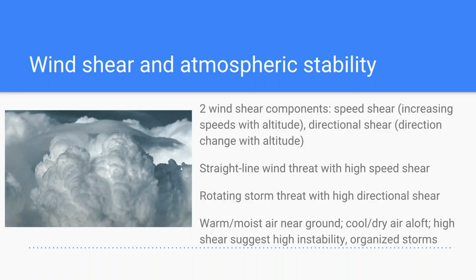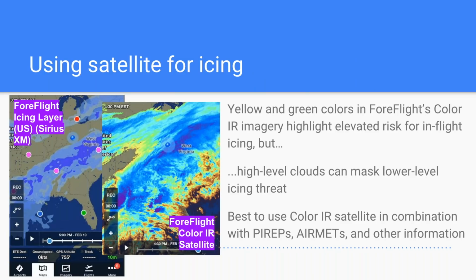Generally speaking, for atmospheric stability, if you're wanting instability, you want warm, moist air near the ground. You want cool, dry air aloft. You want high shear, both speed and directional shear, or one or the other, because that will typically support more organized storms. If you have cool, dry air near the ground, you're typically looking at a more stable air mass. Looking at the temperature and the dew point and winds aloft can tell you a lot about what type of weather you're going to expect. That's the takeaway from this slide.